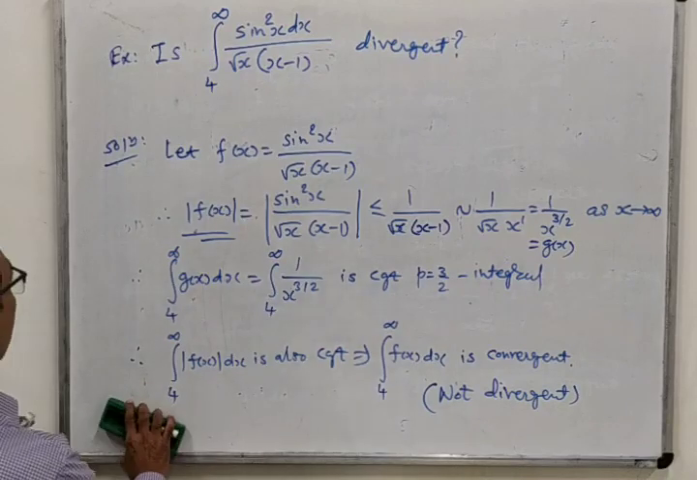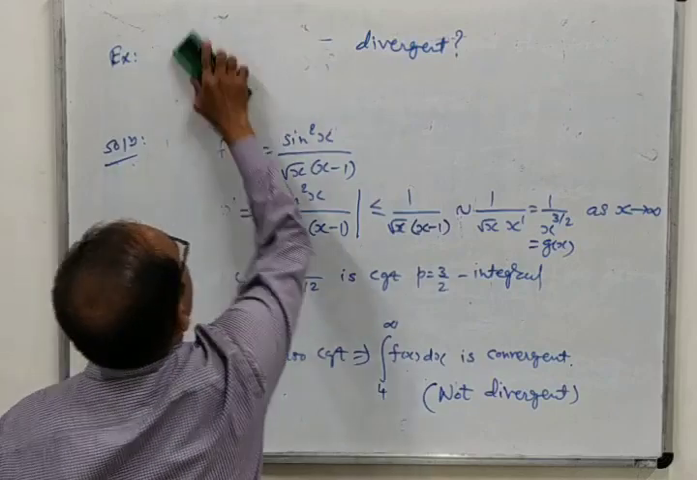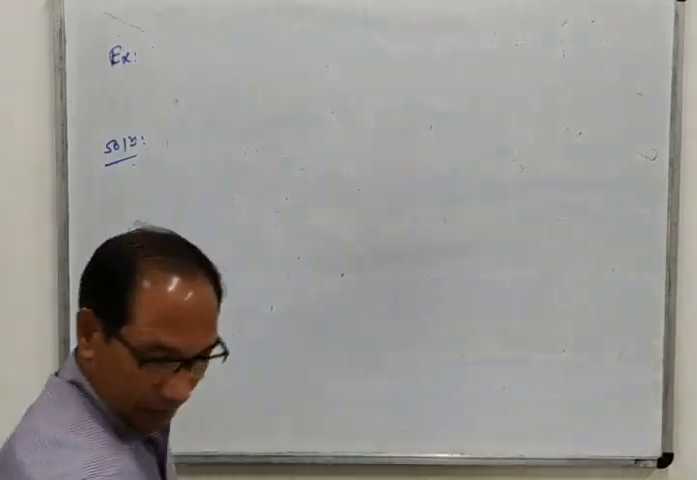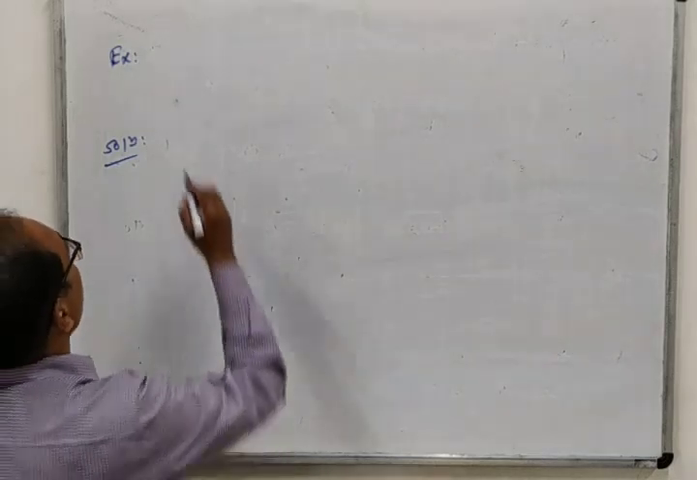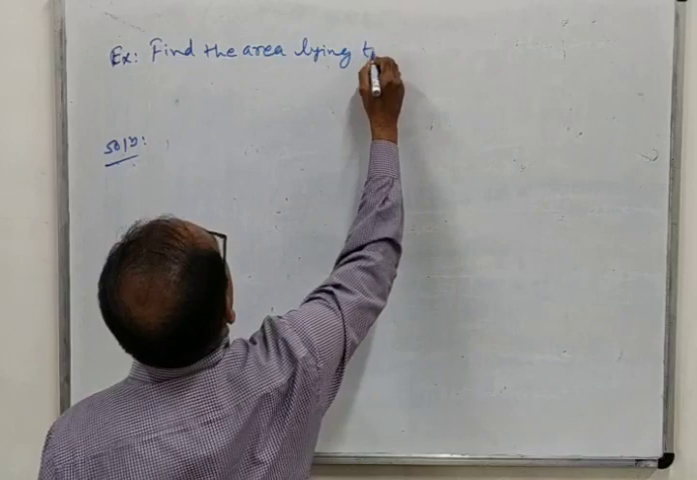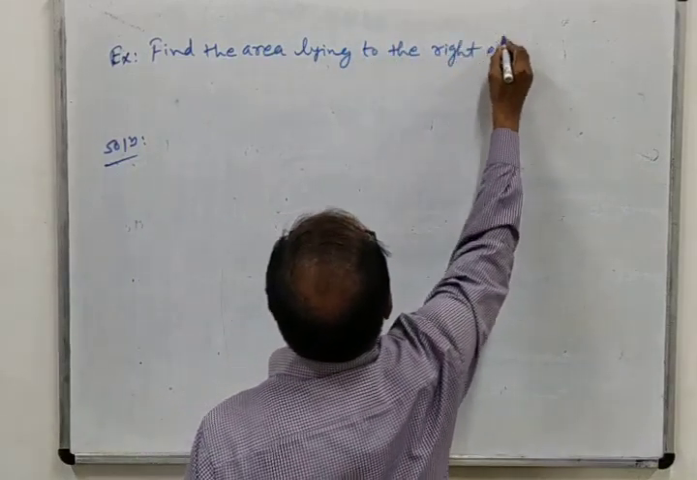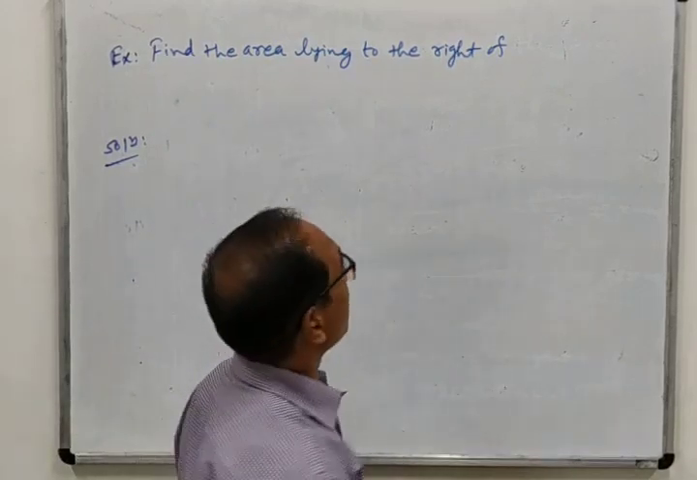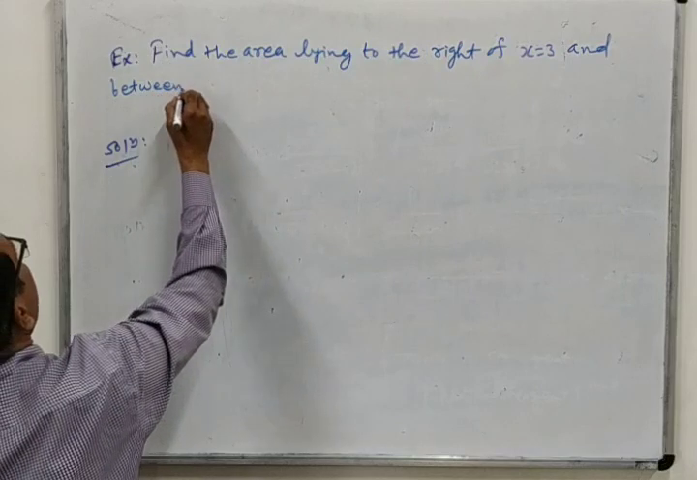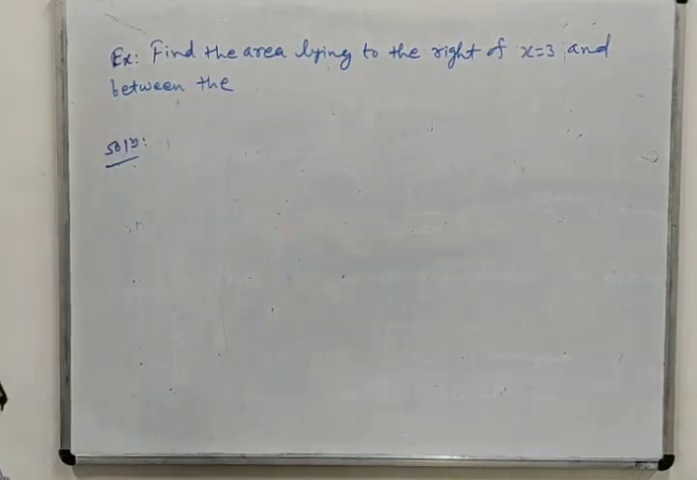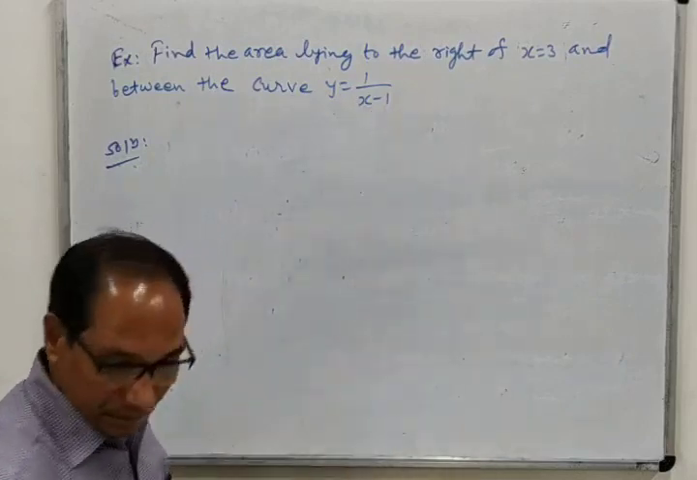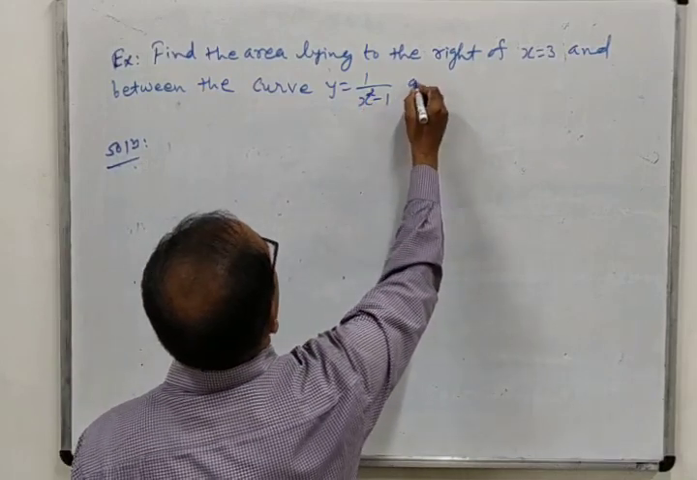Now let us see one more example. Find the area lying to the right of x equal to 3 and between the curve y equal to 1 upon x square minus 1 and the x-axis.